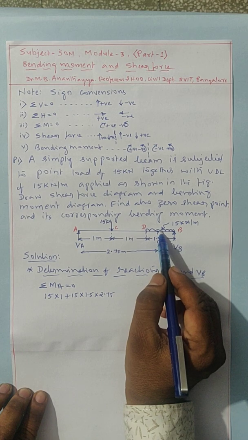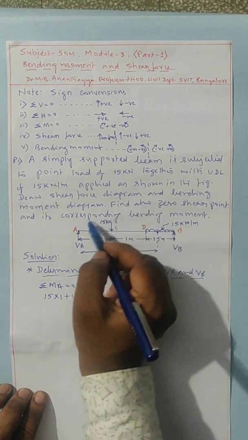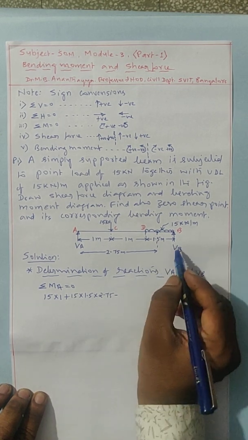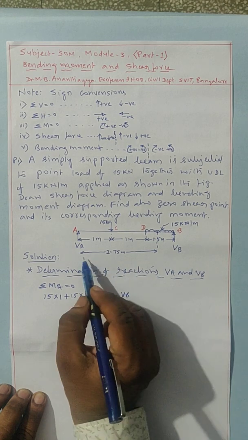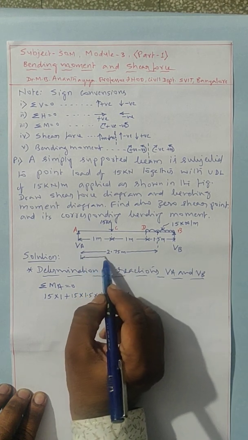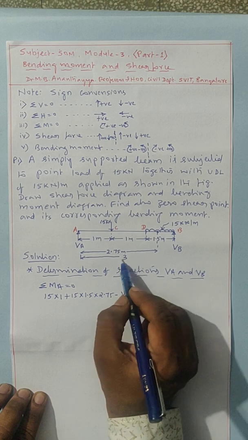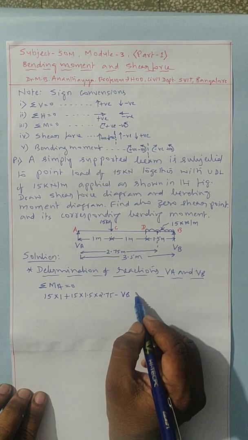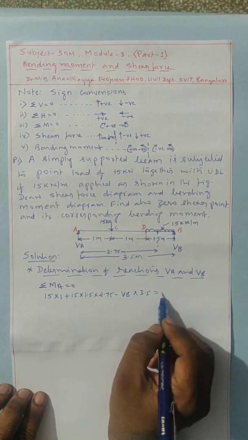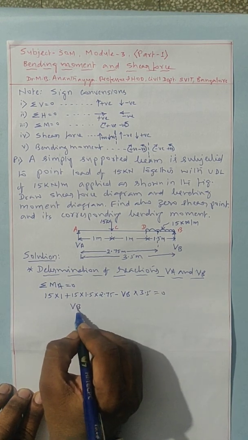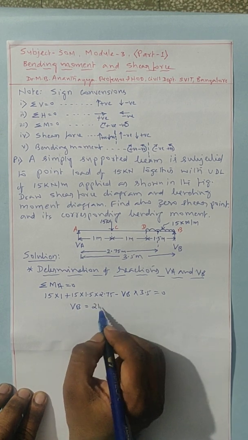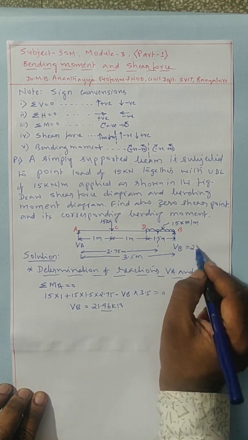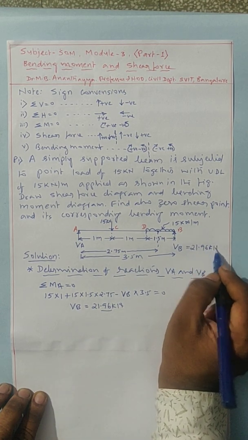Now, I have taken the moment of the 15 kN load and the moment of this UDL. Now, this VB will create anti-clockwise moment about A. Therefore, it is minus VB into its perpendicular distance from A, which is 3.5 meter. Therefore, it is VB into 3.5 equal to 0. From this, we can calculate the value of VB. It is 21.96 kilonewton.